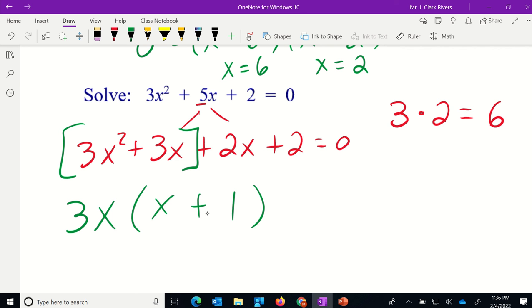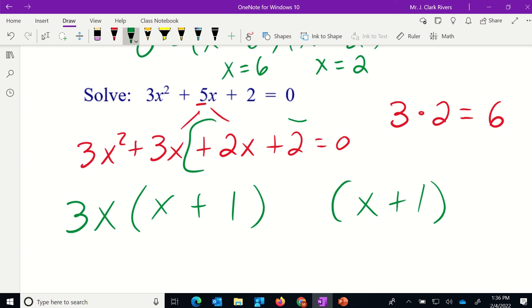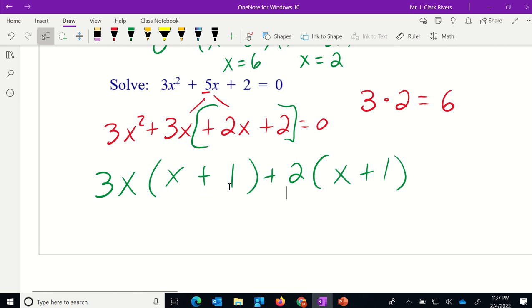Now we look at the back group. Here's a hint on how you start. You write down whatever's in parentheses again, x plus 1. We know that's going to be a common factor. Now we look here, 2x plus 2. What did we have to factor out of 2x plus 2 to end up with x plus 1? Positive 2. We can distribute back in and check. 2 times x is 2x. 2 times 1 is 2. So there you go.